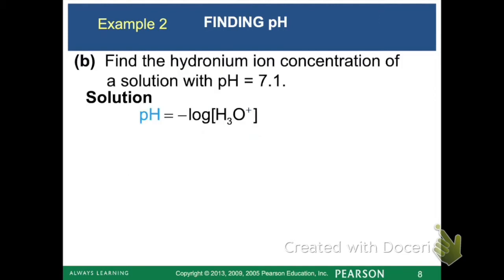Example 2, part B. This time we're going to find the concentration when our pH is 7.1. So in my equation, I'm going to plug 7.1 in for pH. And now we're going to solve for the hydronium ion concentration. Start by moving that negative over that's in front of the log. So we're going to divide both sides by negative 1.